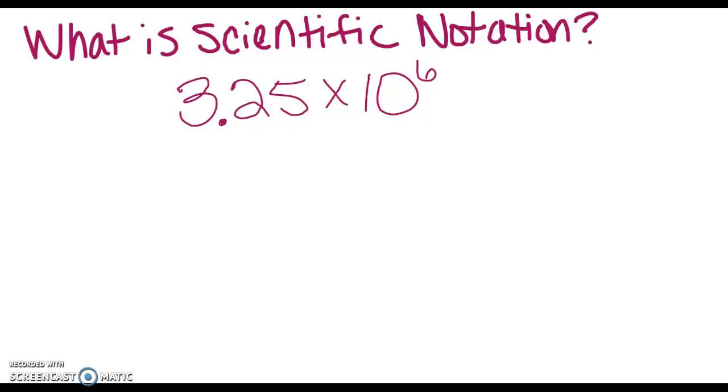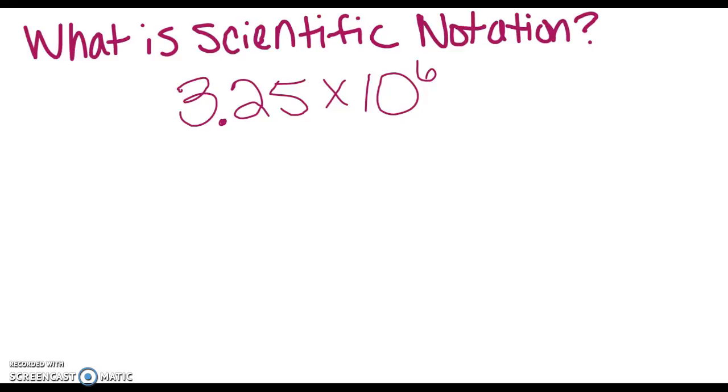What is scientific notation? It is a way to write either very large numbers or very small numbers in ways that make it easier to read. It is used a lot in science, maybe when you're talking about atoms, or very, very large numbers like distance to the stars and things like that.